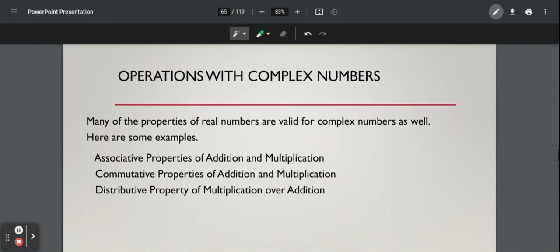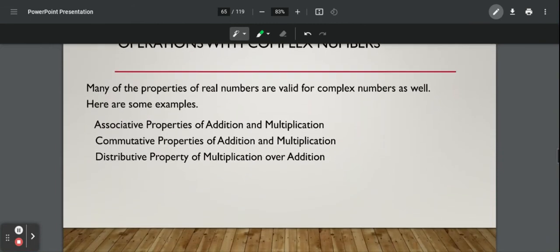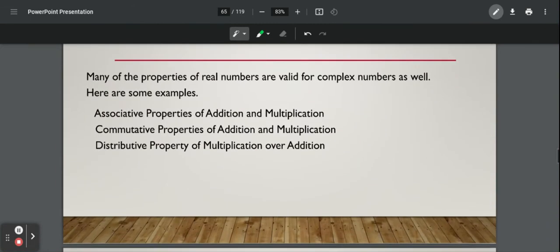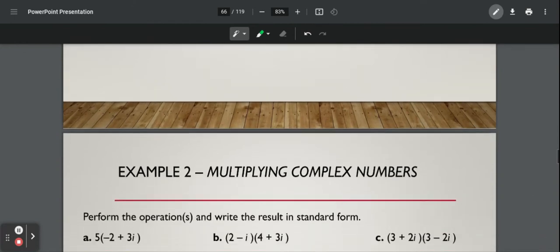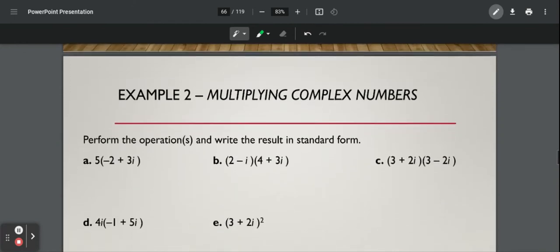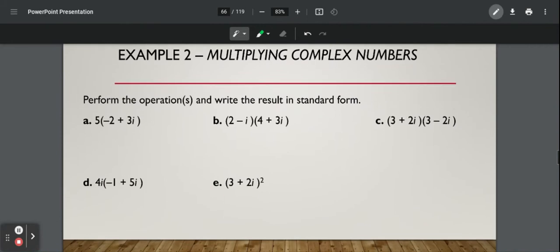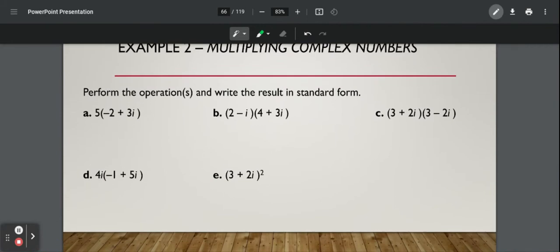So the properties that hold for real numbers are the associative property of addition and multiplication, commutative properties, and distributive properties. So if we wanted to perform the operations here, for part A, it says 5 times this complex number. So you can distribute that 5 through and get negative 10 plus 15i.